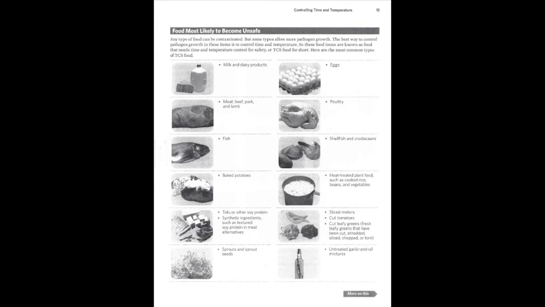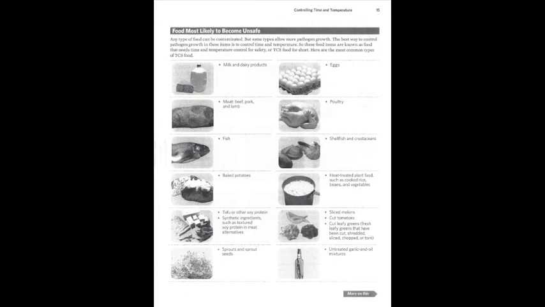Food most likely to become unsafe. Any type of food can be contaminated, but some types allow more pathogen growth. The best way to control pathogen growth in these items is to control time and temperature. So these food items are known as food that needs time and temperature control for safety, or TCS food for short. Here are the most common types of TCS food.